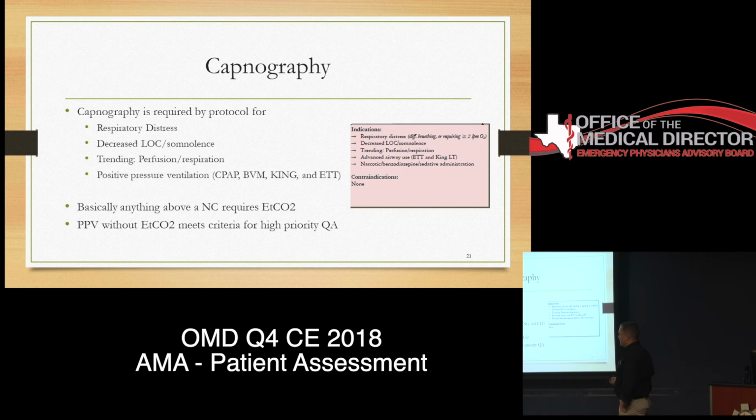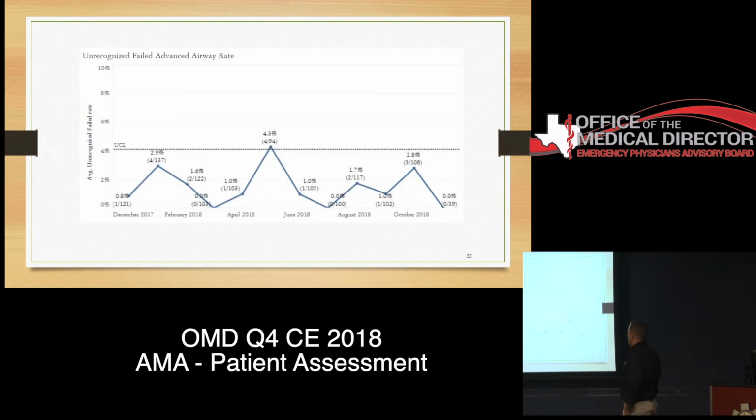Positive pressure ventilation without end-tidal CO2, meaning any of these things, meets criteria for high priority QA, which means clinical restriction. You'll come up and talk to Dr. Veer, which isn't a terrible thing, right? We make it very educational, and other than just having to come up and talk to the doc, it shouldn't be that terrible, but I do understand how it feels. We have to start using it every single time in these cases. Everybody good with that? Everybody understand? We all good? All right.